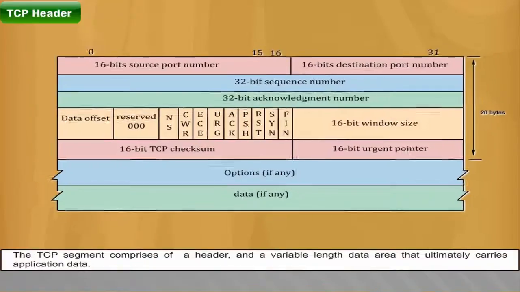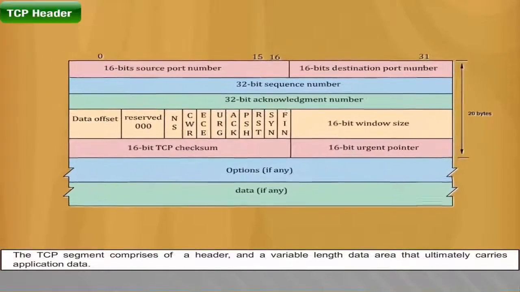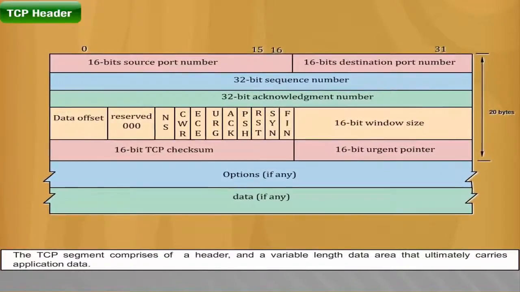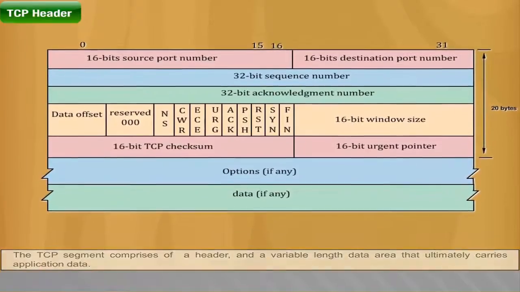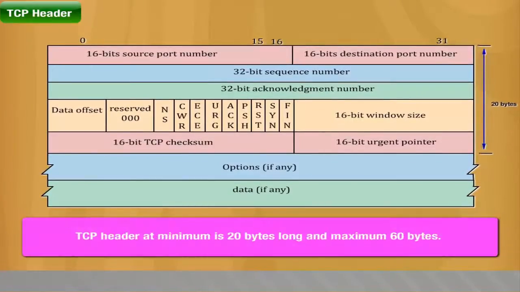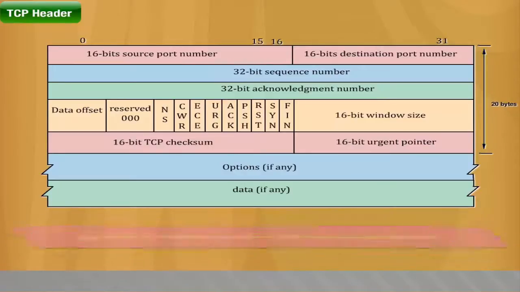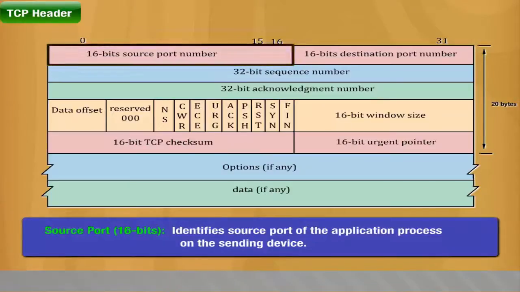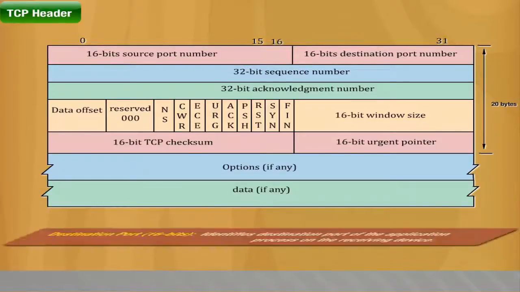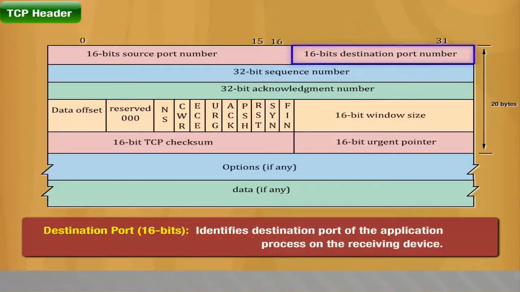TCP Header. The TCP segment comprises a header and a variable length data area that ultimately carries application data. The TCP header at minimum is 20 bytes long and maximum 60 bytes. Source port, 16 bits, identifies the source port of the application process on the sending device. Destination port, 16 bits, identifies the destination port of the application process on the receiving device.